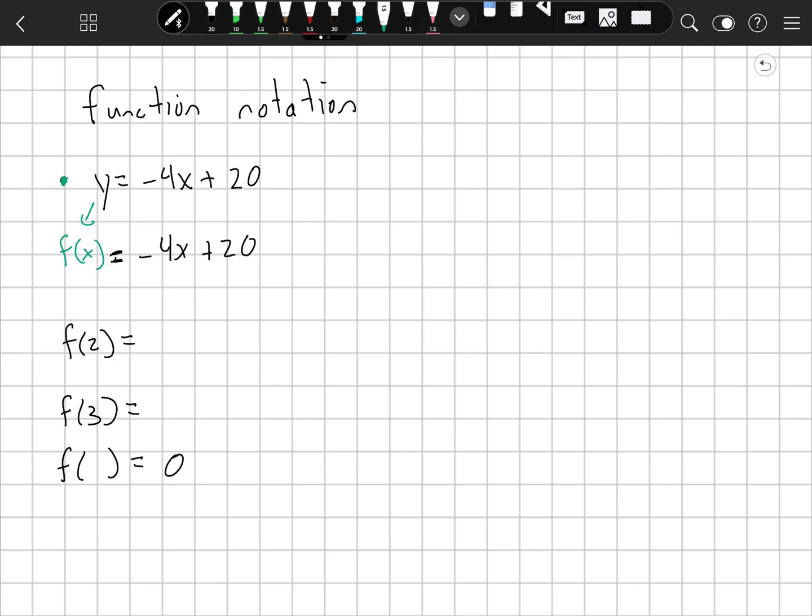You might wonder, why do we have to change it to f of x? It's just a convention or a nice way of keeping track of our inputs and outputs. So if you write f of x equals negative 4x plus 20, then right below that function you could say, when my input is 2, put 2 in for x. Negative 4 times 2, that's negative 8, plus 20, that's going to be 12. So that's telling me f at 2 equals 12. Input 2, output 12 for this particular function.